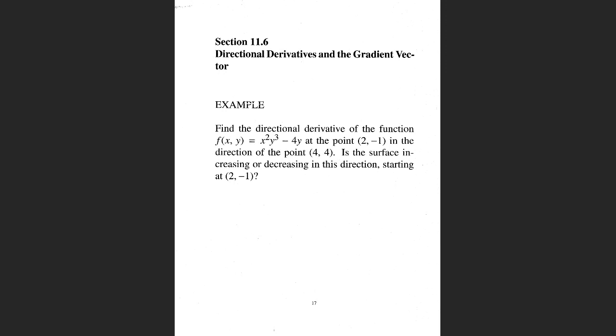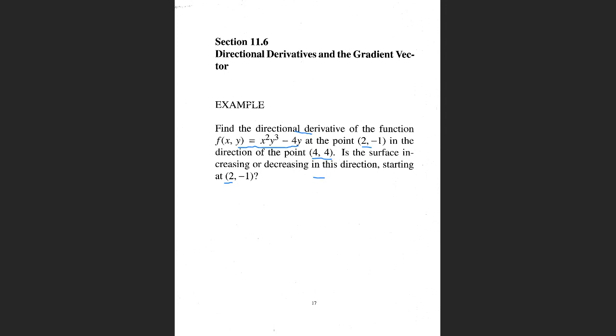Okay, so in this problem, what we want to do is find the directional derivative of the function given by x squared y cubed minus 4y at the point (2, -1) in the direction of the point (4, 4). And then we're going to ask the question, is this surface increasing or decreasing in this direction starting at (2, -1)?